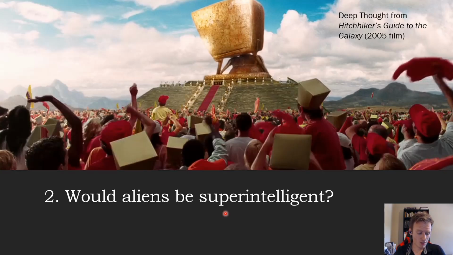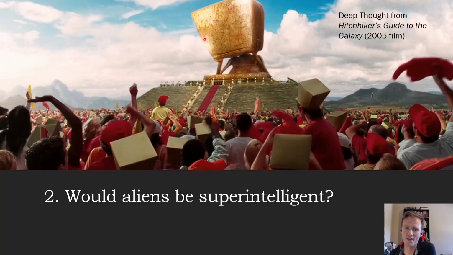Okay, so the second question we're going to look at today is, would aliens be super intelligent? So this is a picture from the movie Hitchhiker's Guide to the Galaxy, the 2005 film, based on a comic book and book. It's a comic series, I guess. It's actually very complicated. Anyway, it's based on a book by Douglas Adams called Hitchhiker's Guide to the Galaxy.